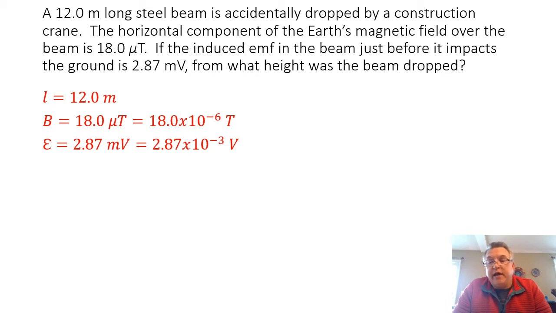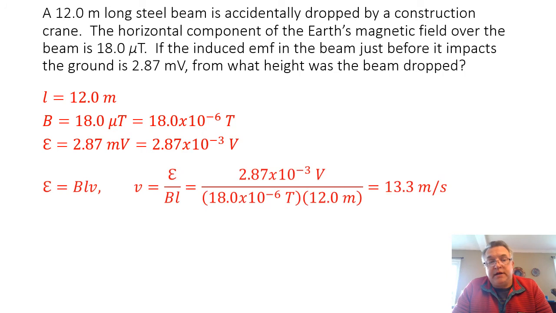And for that, I can use one of my electromagnetic induction equations. If I'm given the length of the beam, the strength of the magnetic field, and the induced EMF, and I want to find the velocity, I'm going to want to use epsilon is equal to B times L times V. Solving that equation for velocity will give me epsilon divided by B times L. I plug in my known values to that equation, and I'm going to get a velocity of 13.3 meters per second. So the beam is traveling at 13.3 meters per second just before it hits the ground.